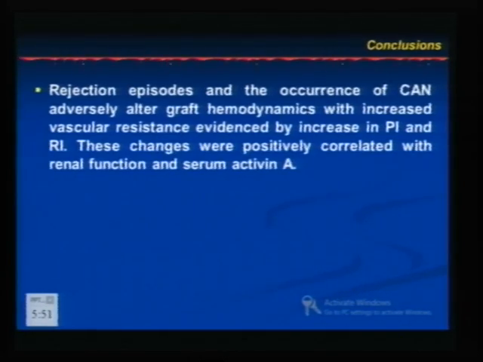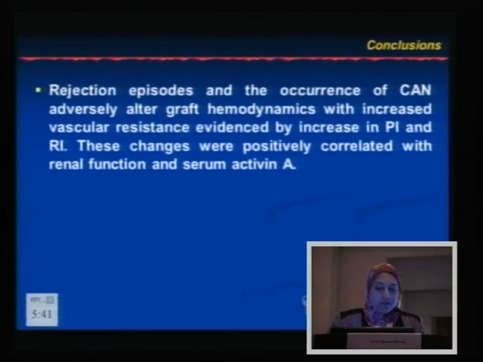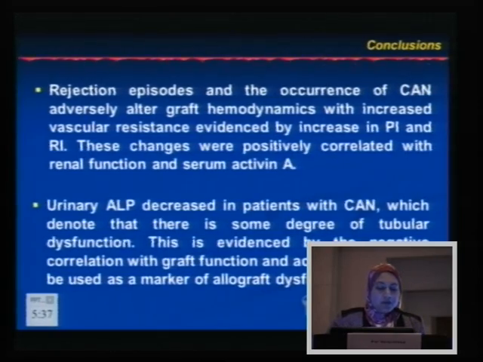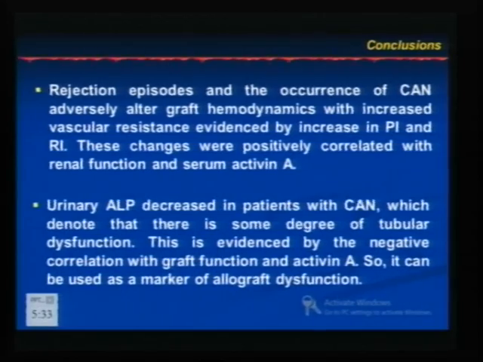Rejection episodes and the occurrence of CAN adversely alter graft dynamics with increased vascular resistance evident by increase in the RI and PI. These changes were positively correlated with the renal function and serum activin A. Urinary alkaline phosphatase decreased in patients with CAN, which denotes that there is some degree of tubular dysfunction. This is evidenced by the negative correlation with graft function and activin A, so it can be used as a marker of allograft dysfunction.